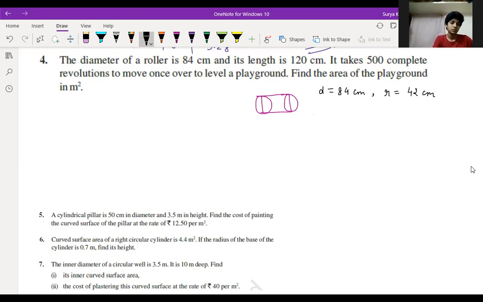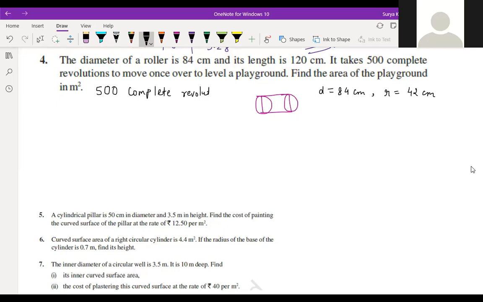It takes 500 complete revolutions. And the length is also given here. The length is nothing but the height of the roller, that is 120 centimeter. So what does one complete revolution mean, children? What do you mean by one complete revolution? Sir, CSA? Yes, sir.